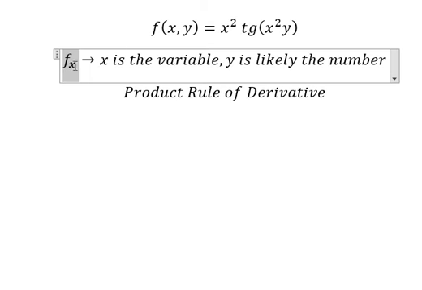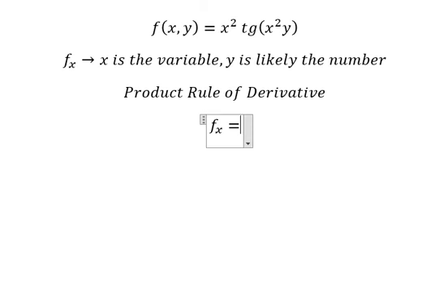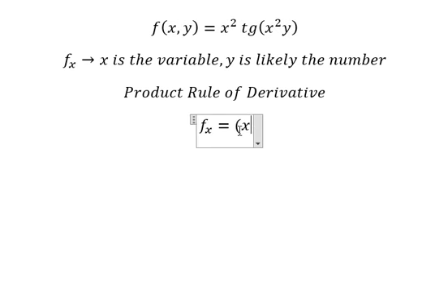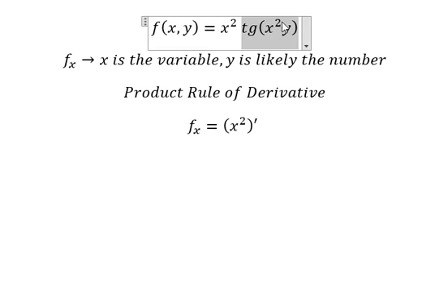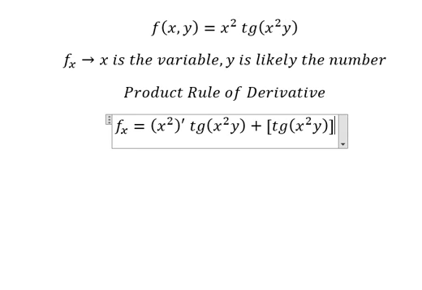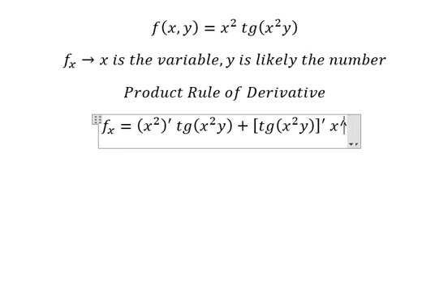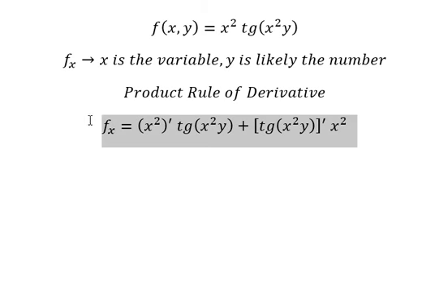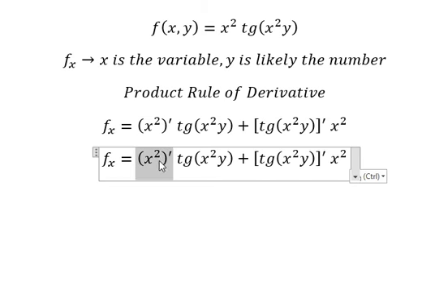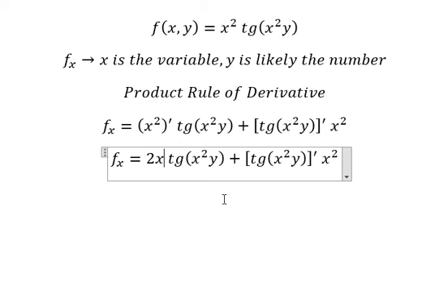So that means we do first the derivative of s squared multiplied by tan of s squared multiplied with y. Later that we do first the derivative of this one multiplied by s squared. So first the derivative of this one you got 2s.